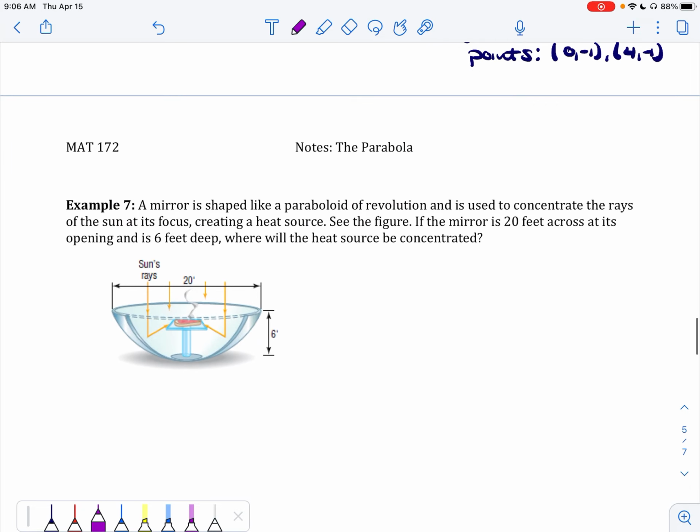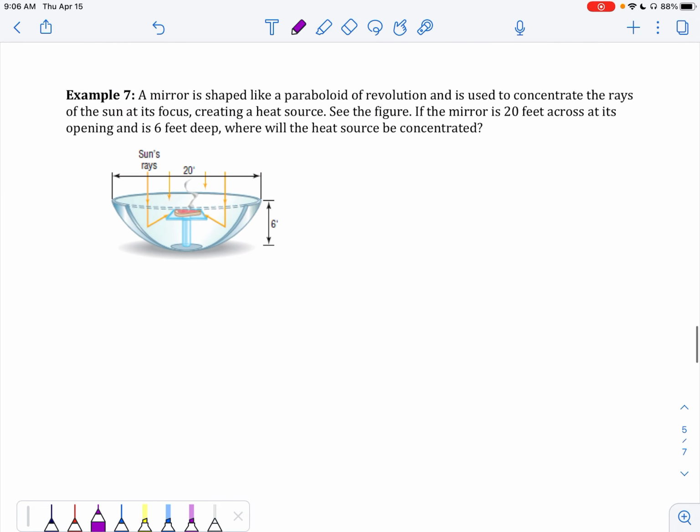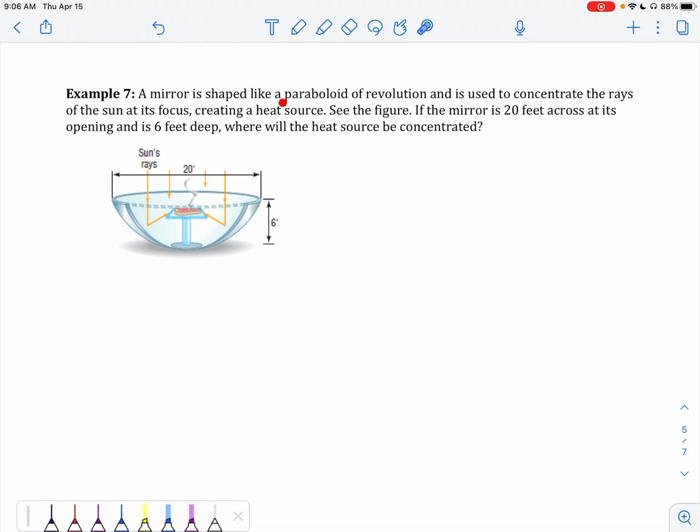All right, let me show you guys one more example. This one we're going to look at an application problem. In this case, we have a mirror shaped like a paraboloid of revolution. A paraboloid of revolution basically just means if you take a parabola and rotate it around 360 degrees, you would form a three-dimensional object, but it's still basically parabolic. This is used to concentrate the rays of the sun at its focus.